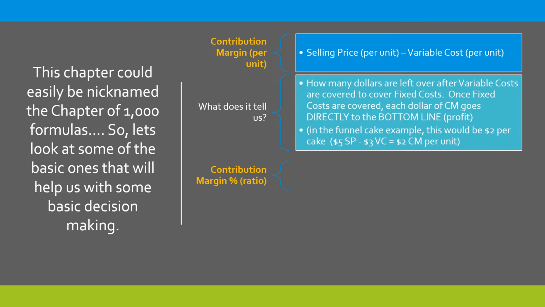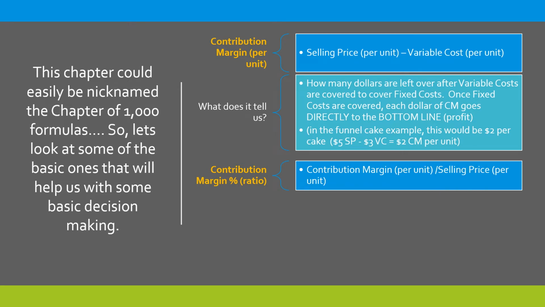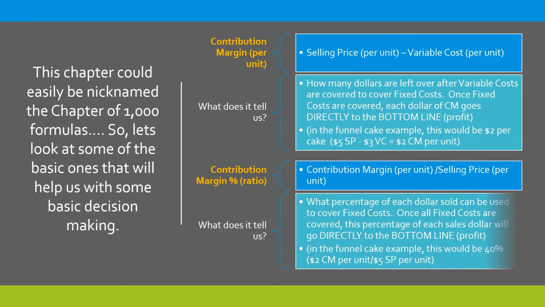Another important thing we need to know is the contribution margin ratio. For us, this is selling price per unit minus variable cost per unit, which we know is contribution margin per unit. We take the contribution margin per unit and divide by selling price per unit. And what does this tell us? Well, this tells us the percentage of each sales dollar that we take in that can be used to cover fixed costs. And then once all the fixed costs are covered, the percentage of each sales dollar going forward, in essence after break even, goes directly to the bottom line or to profit.